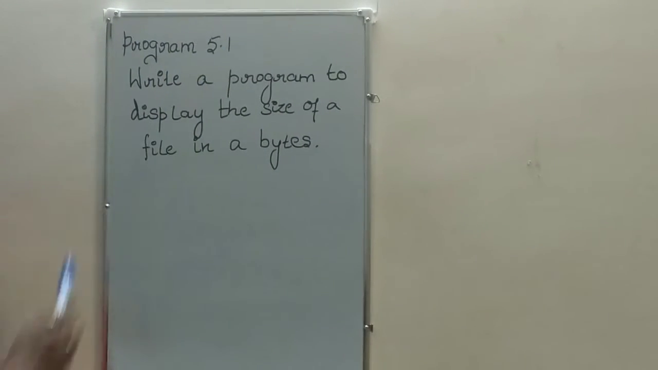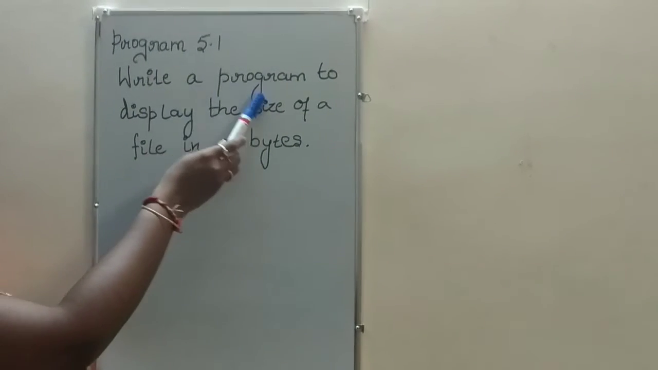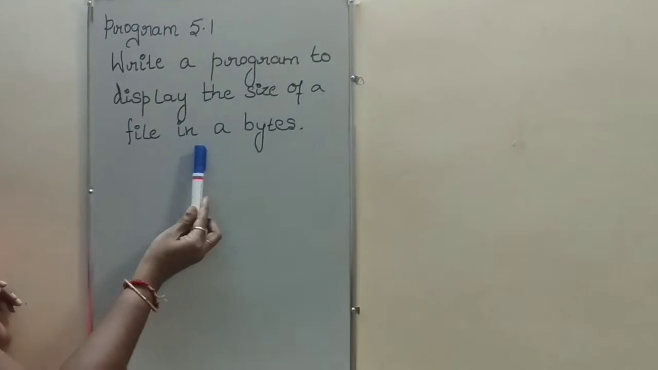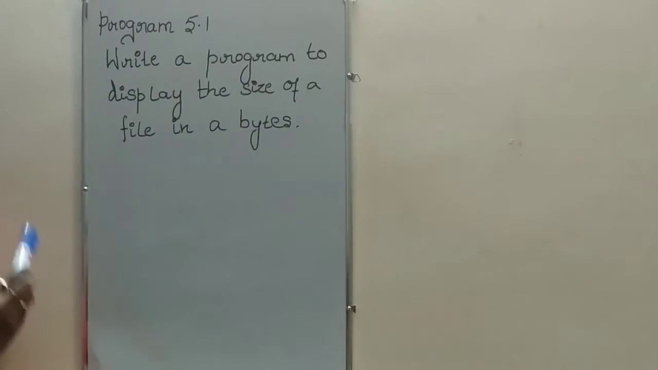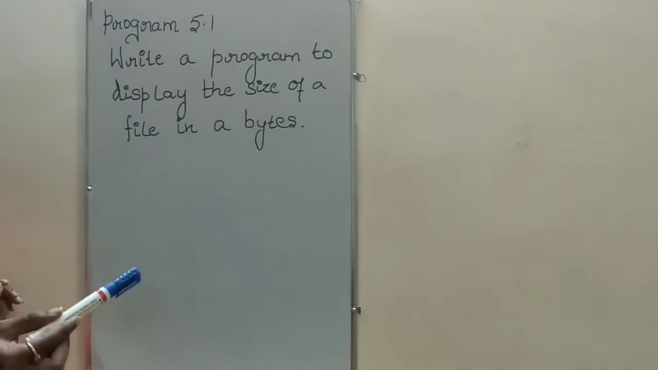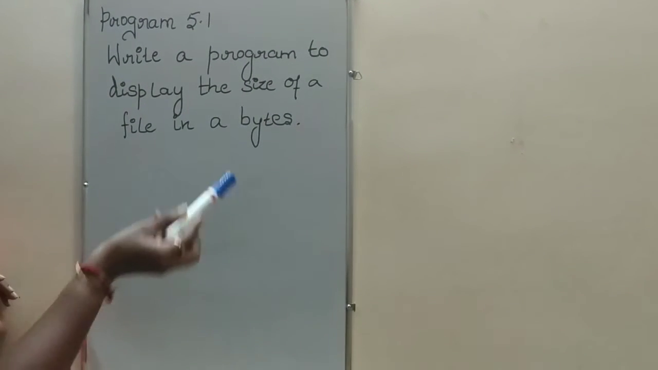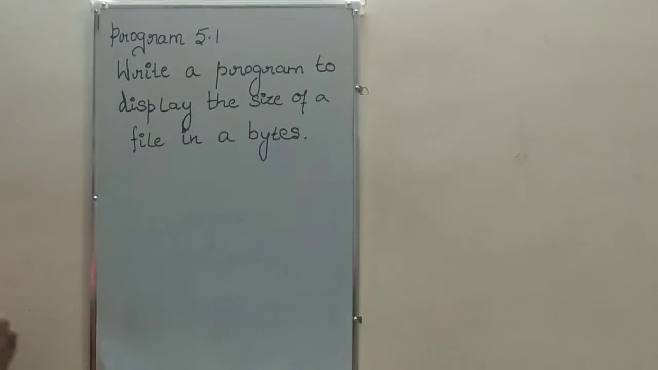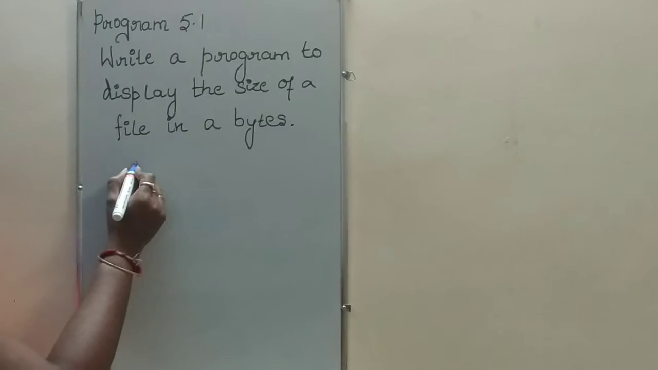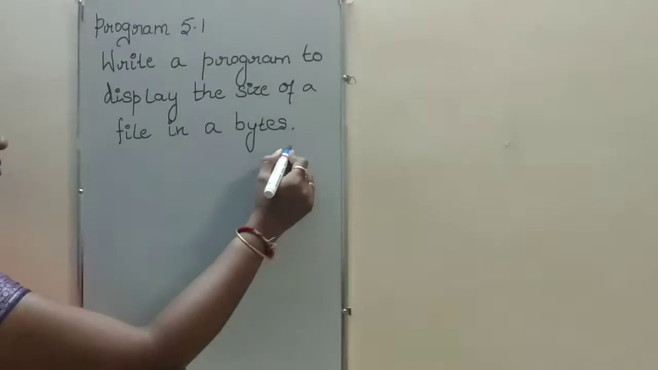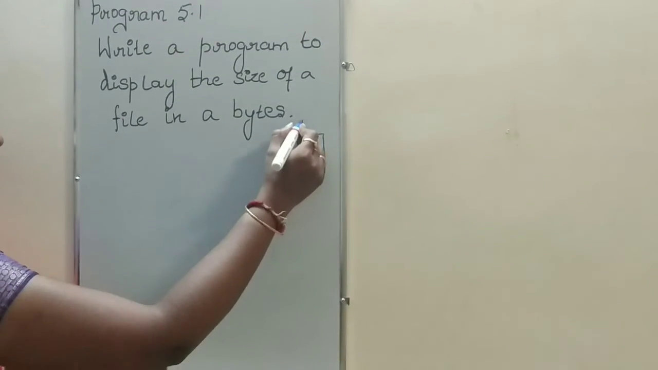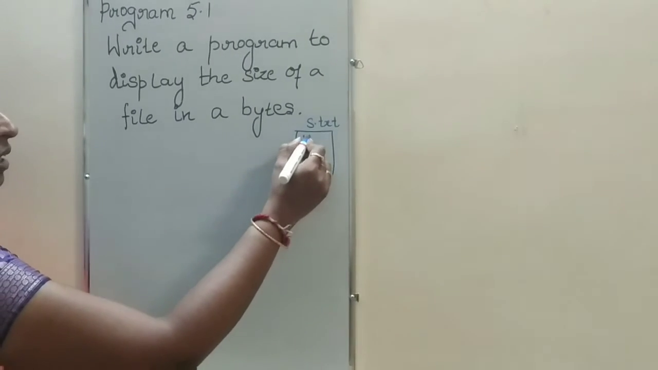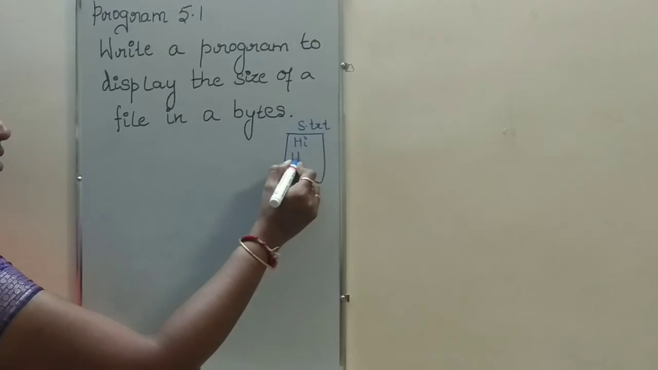Program 5.1. Read the question. Write a program to display the size of a file in bytes. In the previous program, we studied how to remove the EOL characters, leading and trailing spaces, but they have not mentioned it in this program, so no need to use the strip method. So first start with file opening. We know that we have an s.txt file, and inside that we have the content hello.